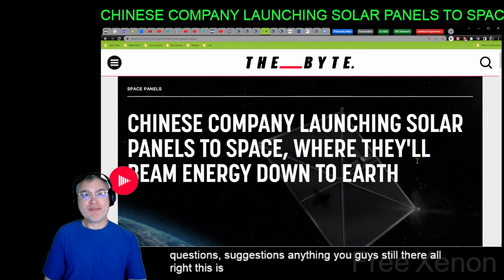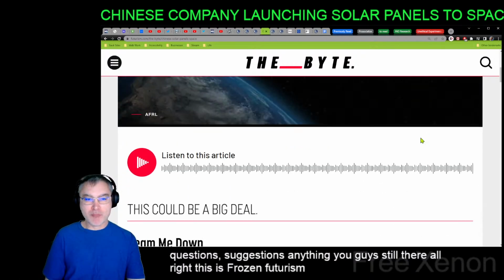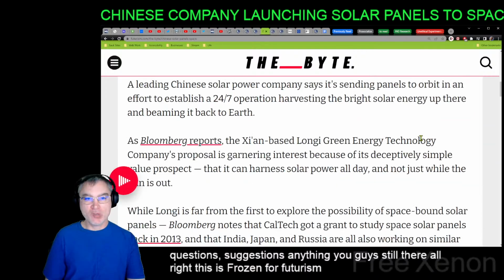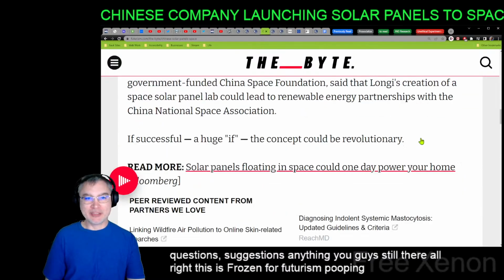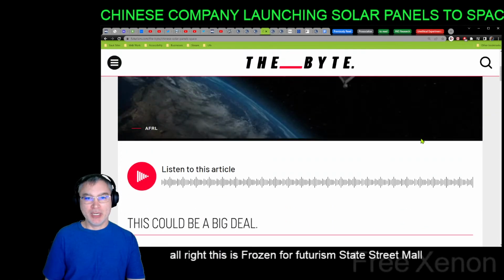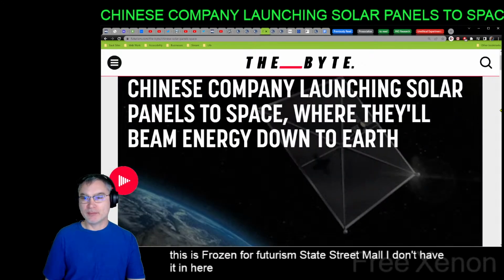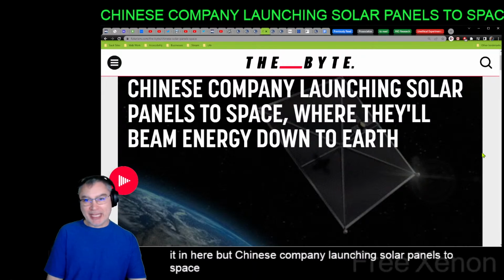This is from Futurism. Give me a date. This is pretty small. I don't have a date here. But Chinese company launching solar panels to space where they'll beam energy down to Earth.